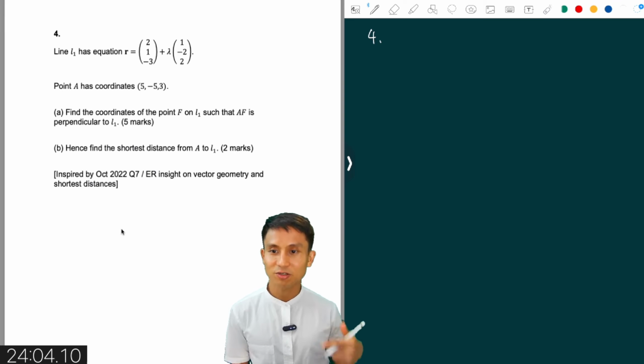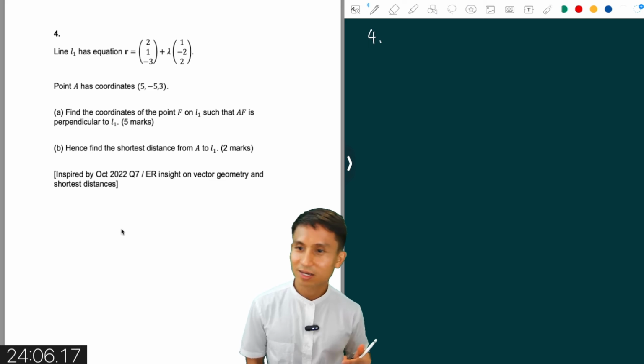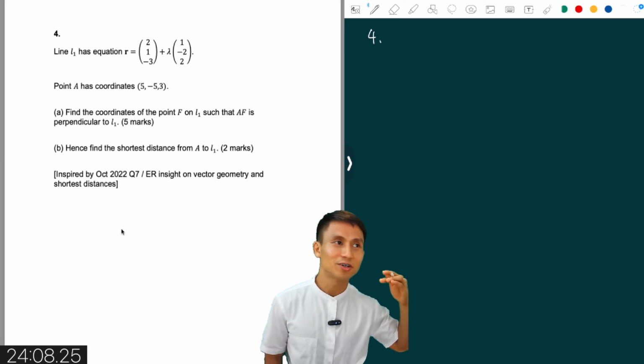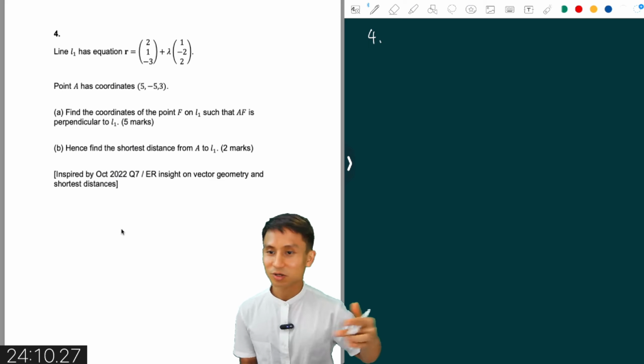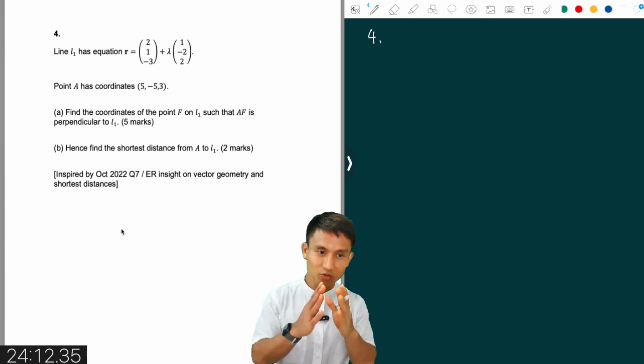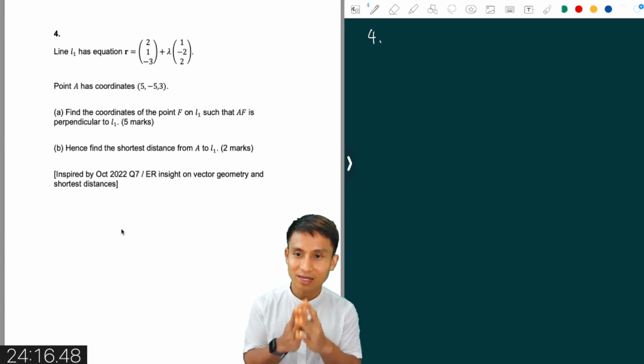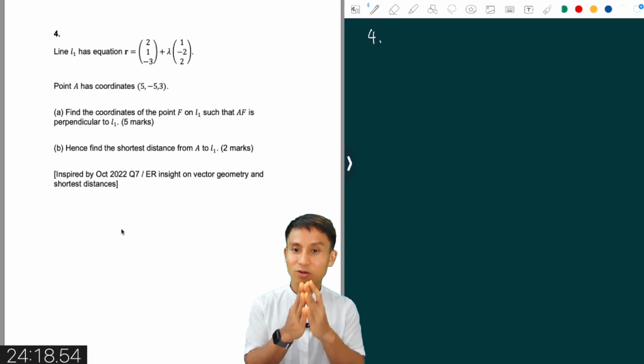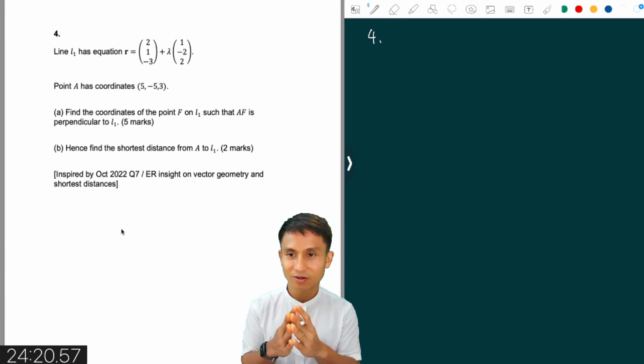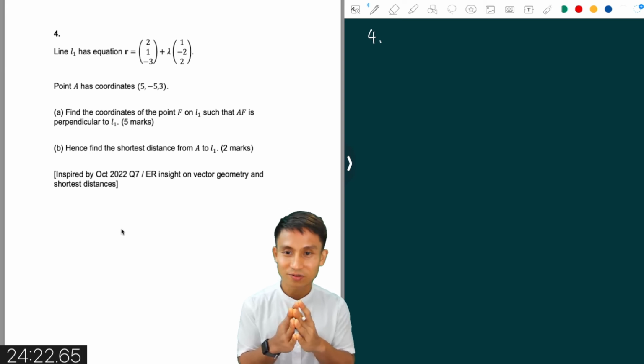Such that AF is perpendicular to L1. Now, normally it will start off with some easy vector questions, but this one, okay? If you don't know how to do this kind of question, you need to learn, because I have seen it come up very, very often. I'm just stressing it now, right?